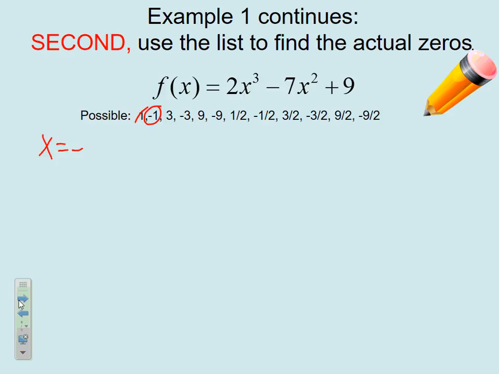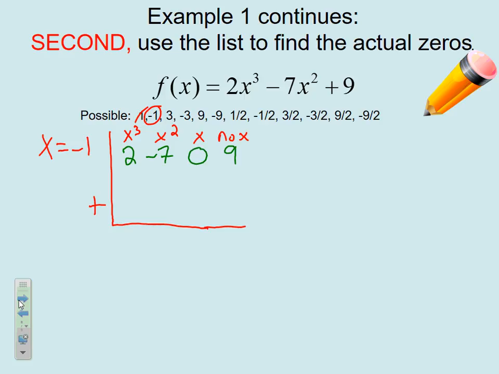X equals negative 1. I have x cubed, x squared, x, no x. Plug in what I know. In front of my x cubed I have a 2. In front of my x squared I have a negative 7. I have no x, so I have to put a 0. And then my no x is 9. So that first one I'm just going to drop down. So I have my 2.